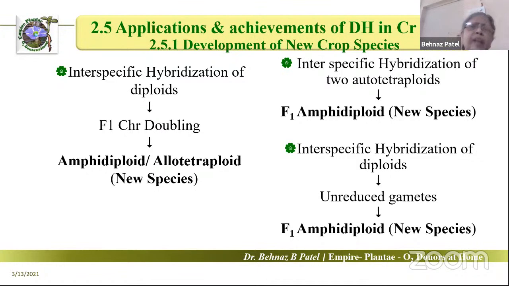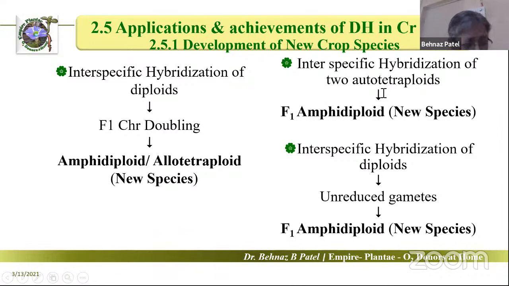Now, in development of a new crop species, when you're writing the applications, you only have to insert the name and you're writing what you already know. So it will be an inter-specific hybridization program. Start with the diploid, you get an F1, which we call a diploid, because we have started with both parents having the same number of chromosomes, the diploid number. But then you need it to undergo chromosome doubling, and you get the formation of an amphidiploid or an allotetraploid.